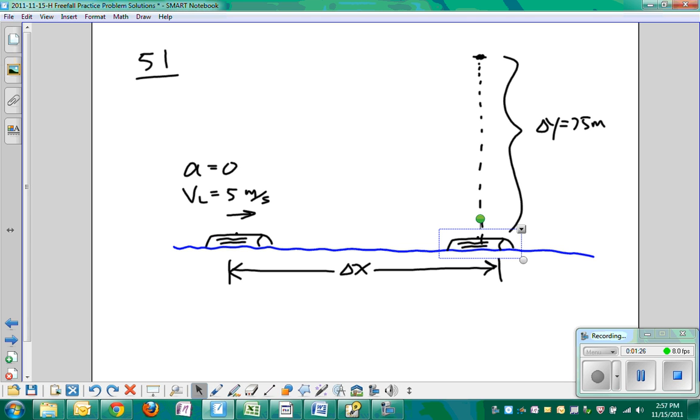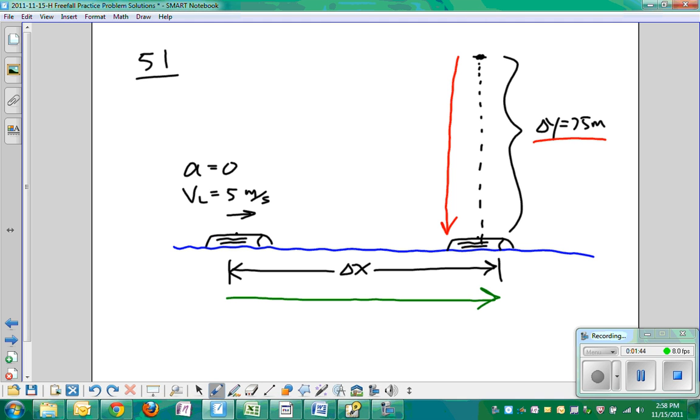Okay, so here's the deal. We know that the log moves a distance delta x horizontally as the stone falls a distance delta y vertically. So if we know how long it takes to fall 75 meters, which we can figure out, we can figure out how far back it must have been from the place it hit if it's moving at 5 meters per second, so that in this amount of time, it gets right to here.